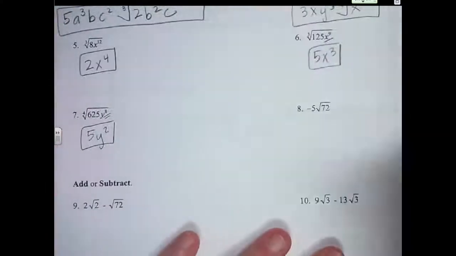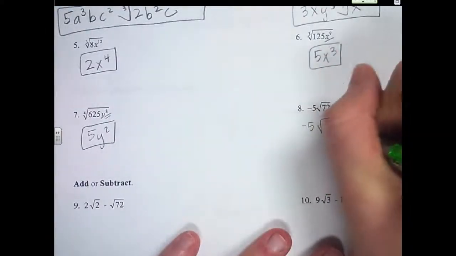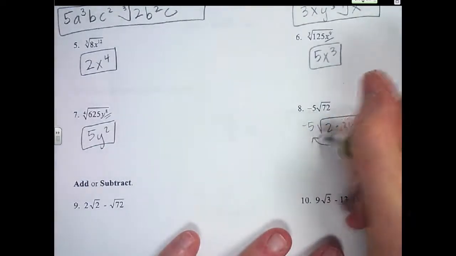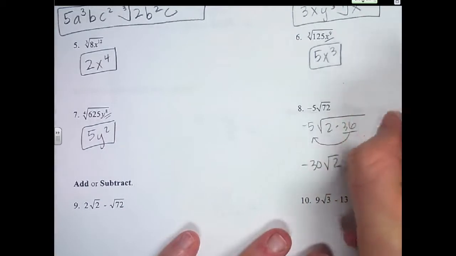Number 8, let's simplify that. So negative 5, square root of 72 is 2 times 36. Take the square root of 36 is 6, and I multiply it. Negative 30, square root 2.